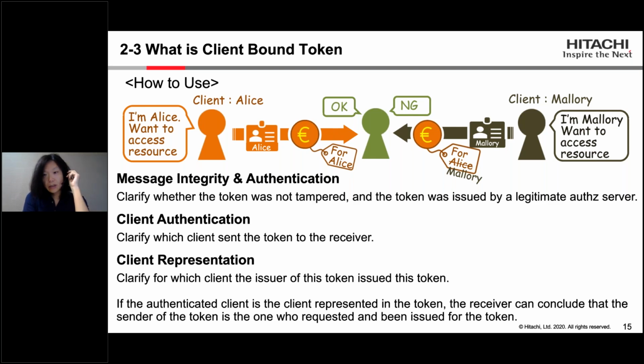So, if the authenticated OAuth client is the same client represented by this token, the receiver of this token can conclude that the sender of this token is the one who requested and has been issued the token by the issuer of this token.